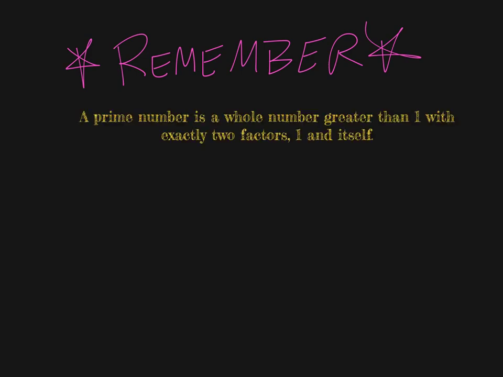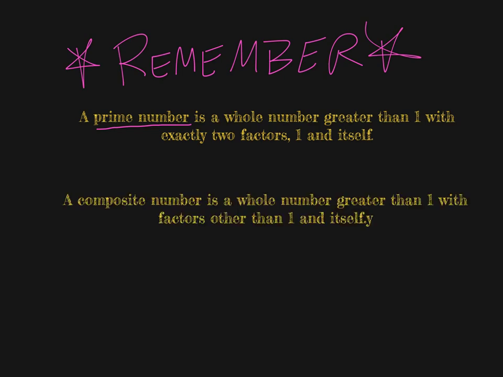Here's a little moment I want you to remember. So you're going to write this down, but we're going to talk a little bit about what a prime number is. So make sure you're jotting this down, please. A prime number is a whole number greater than 1 with exactly 2 factors, 1 and itself. So please write that down, and then we're going to talk about a composite number. A composite number is a whole number greater than 1 with factors other than 1 and itself.